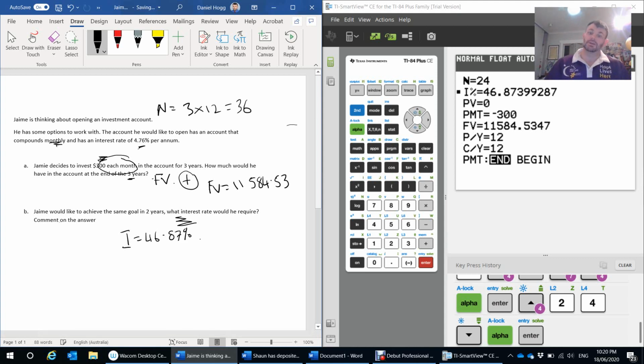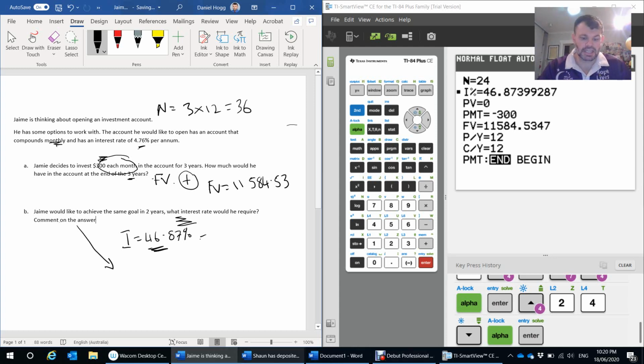All right, so it looks like I is equal to 46.87%. Now, I don't know about you, but there's not many institutions that offer that interest rate. So we know he has to offer 46.87%. We're going to comment on this answer. Well, what are we going to say about the answer? What we can say is that this percentage is unrealistic. There is no institution that's going to offer you 46.87% interest anywhere you find. So that's our first question.